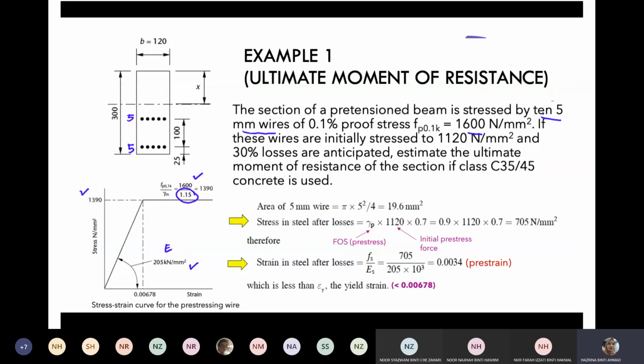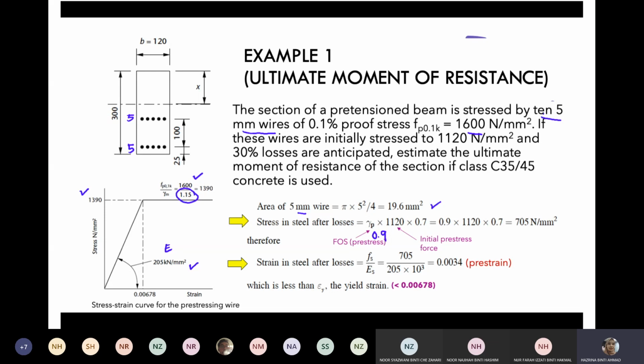What we are going to do here is calculate the area of the reinforcement first. Since we have a 5 millimeter wire, the cross-sectional area for one wire is 19.6 millimeter square. The stress in the steel after losses can be calculated from the pre-stress force. As for this factor of safety that we have to consider here, the value is fixed to 0.9. When we talk about pre-stress force, we multiply the value by 0.9.